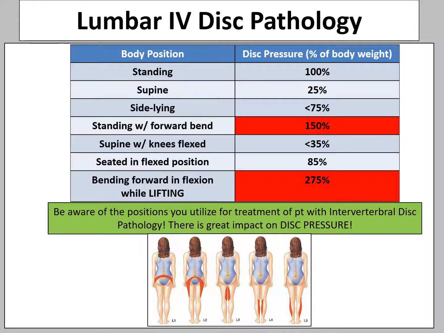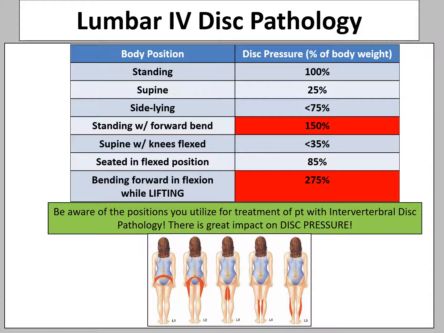This chart lists the percentage of body weight pressure on the intervertebral disc depending on the position of the body. So obviously if we are standing in equal weight bearing alignment, 100% of our body weight is going through our intervertebral discs. But what I really want you to take notice of are those in red. So standing with a forward bend, so not standing totally upright, has 150% of our body weight.